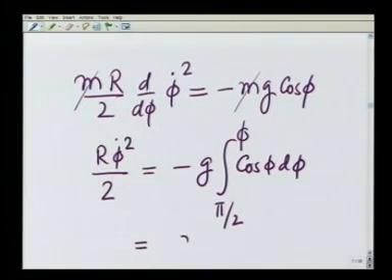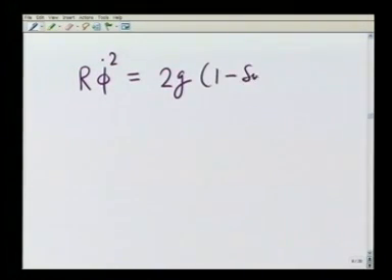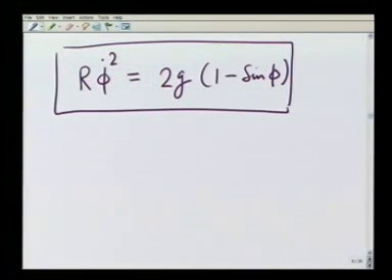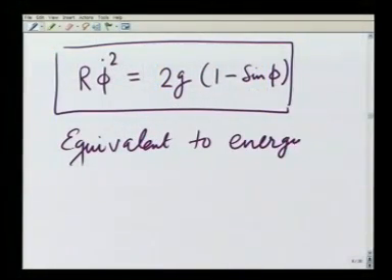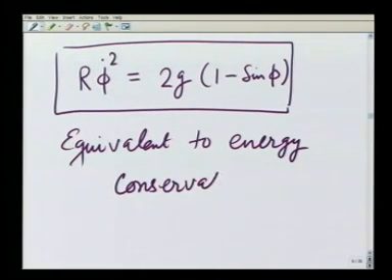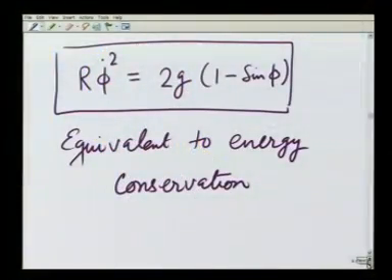This gives me this equal to g(1 minus sine of phi), and therefore the result that I have is r phi dot squared is equal to 2g(1 minus sine of phi). I leave this as an exercise for you to show that this is equivalent to energy conservation, because the left hand side is related to the kinetic energy and the right hand side is related to the change in potential energy. Using this, I can now solve equation 1 for the normal reaction.